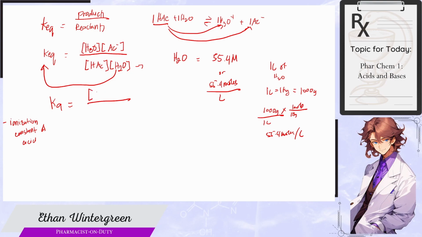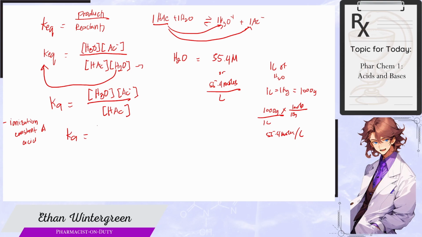So Ka is equal to the concentration of H3O and the concentration of acetate over the concentration of acetic acid. Now this is specific for acetic acid. Let's make it more general. Okay, so let's rewrite Ka.